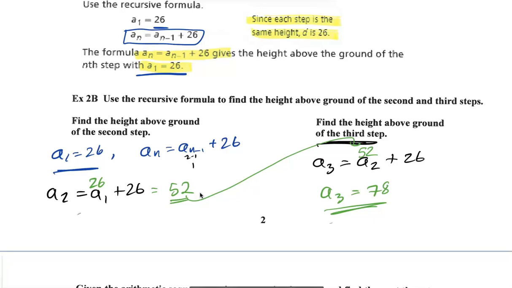So that's how a recursive function works. It might be a little funky because it's so easy, but that's really all it is. I want to find the next term. You add the common difference to the previous term. If I wanted A4, that's going to be A3 plus 26, which would be 78 plus 26, and so on and so on.